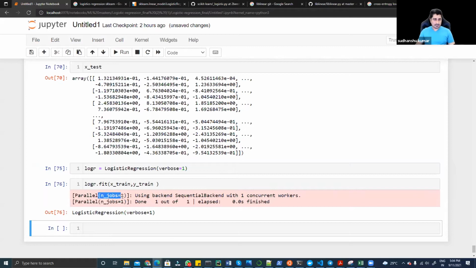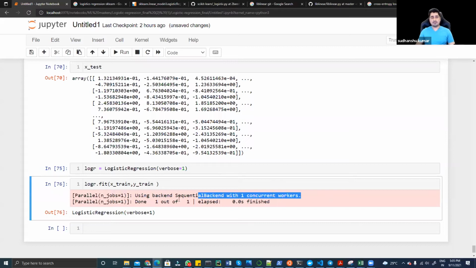So parallel number of job is equal to 1 using a sequential backend with one concurrent worker, and done 1 out of 1. Elapsed time is equal to this one. So in no time, we are able to finish it. Yeah, so these are just information that I will be able to see.